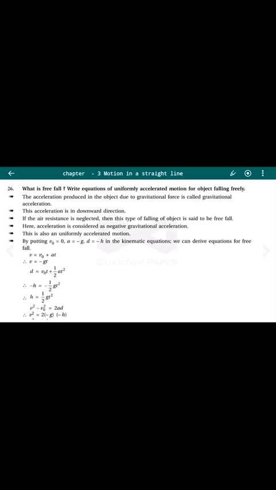Chapter number 3, Motion in a Straight Line, and today our topic is free fall. So first of all, let us see what free fall is, and then write the equations of the uniformly accelerated motion for an object falling freely.